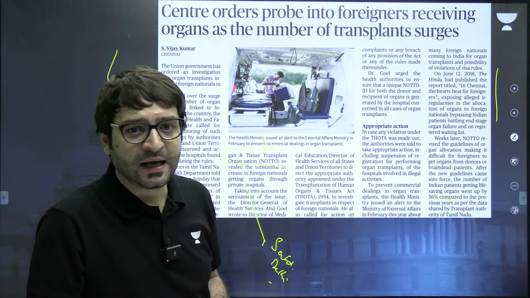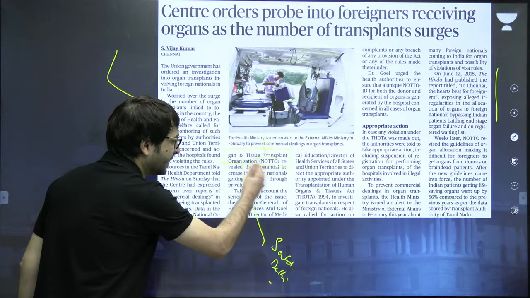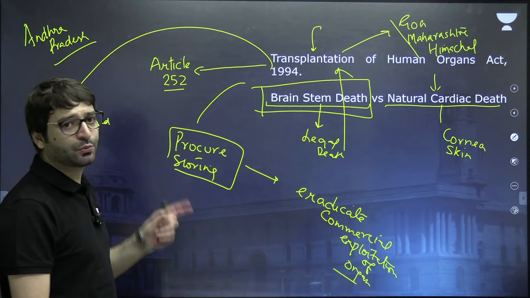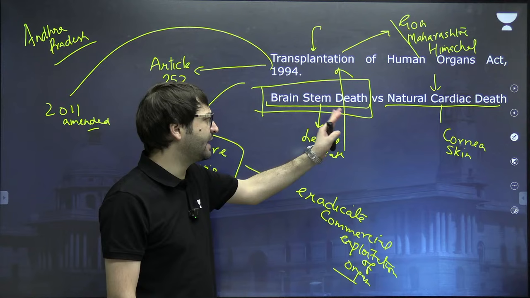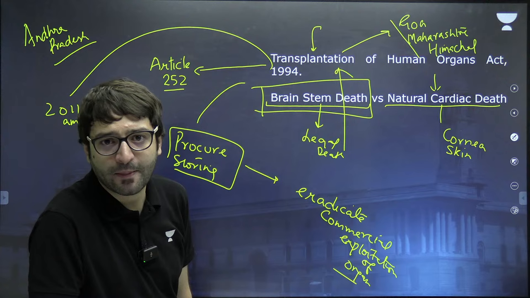So for that, you need to know about this organization. You need to know about the law of 1994, how it was enacted under Article 252. What is the difference between brain stem death and the natural cardiac death? That is what you need to understand for the prelims examination. Is that clear? Let's look at something else.